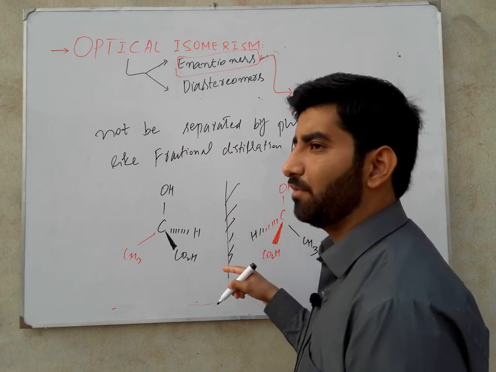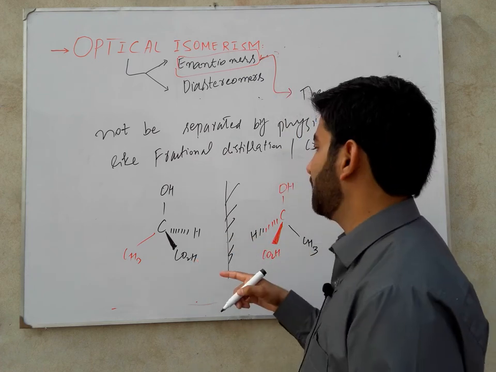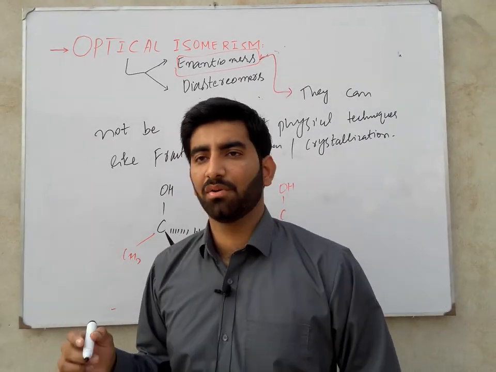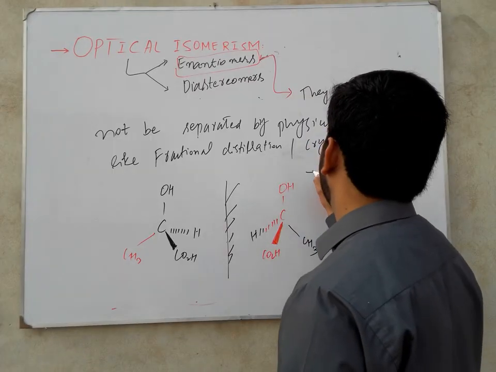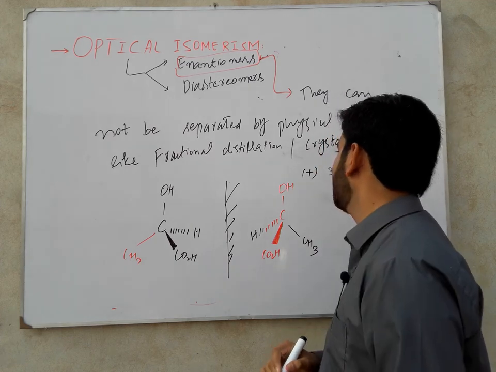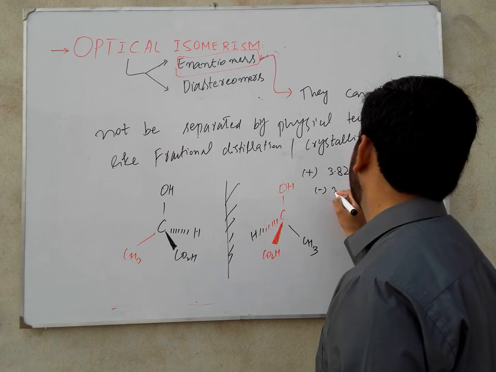They show different optical activity. If one rotates the plane polarized light in the clockwise direction, the other rotates the plane polarized light in the anti-clockwise direction. So for positive lactic acid, the value of specific rotation is plus 3.82, and for negative lactic acid it is minus 3.8.